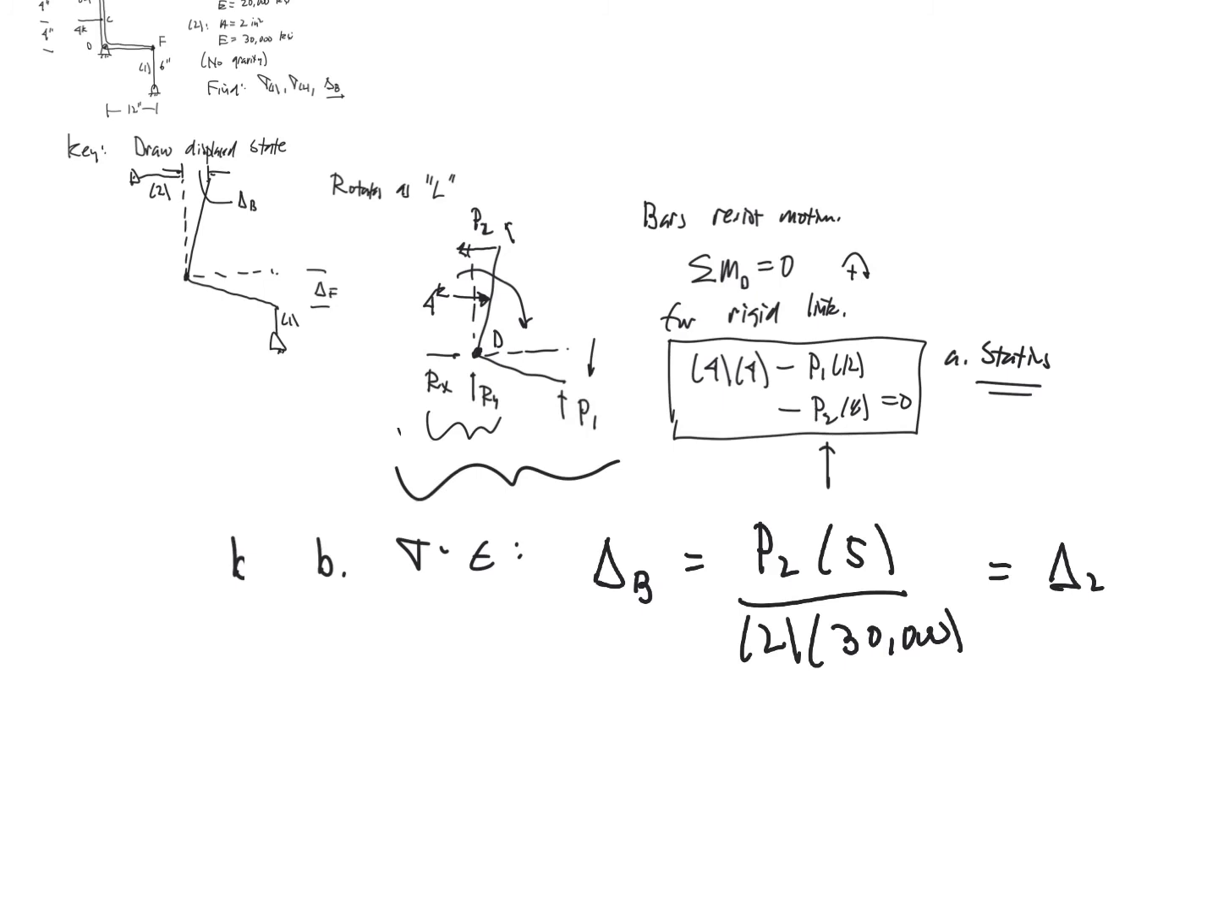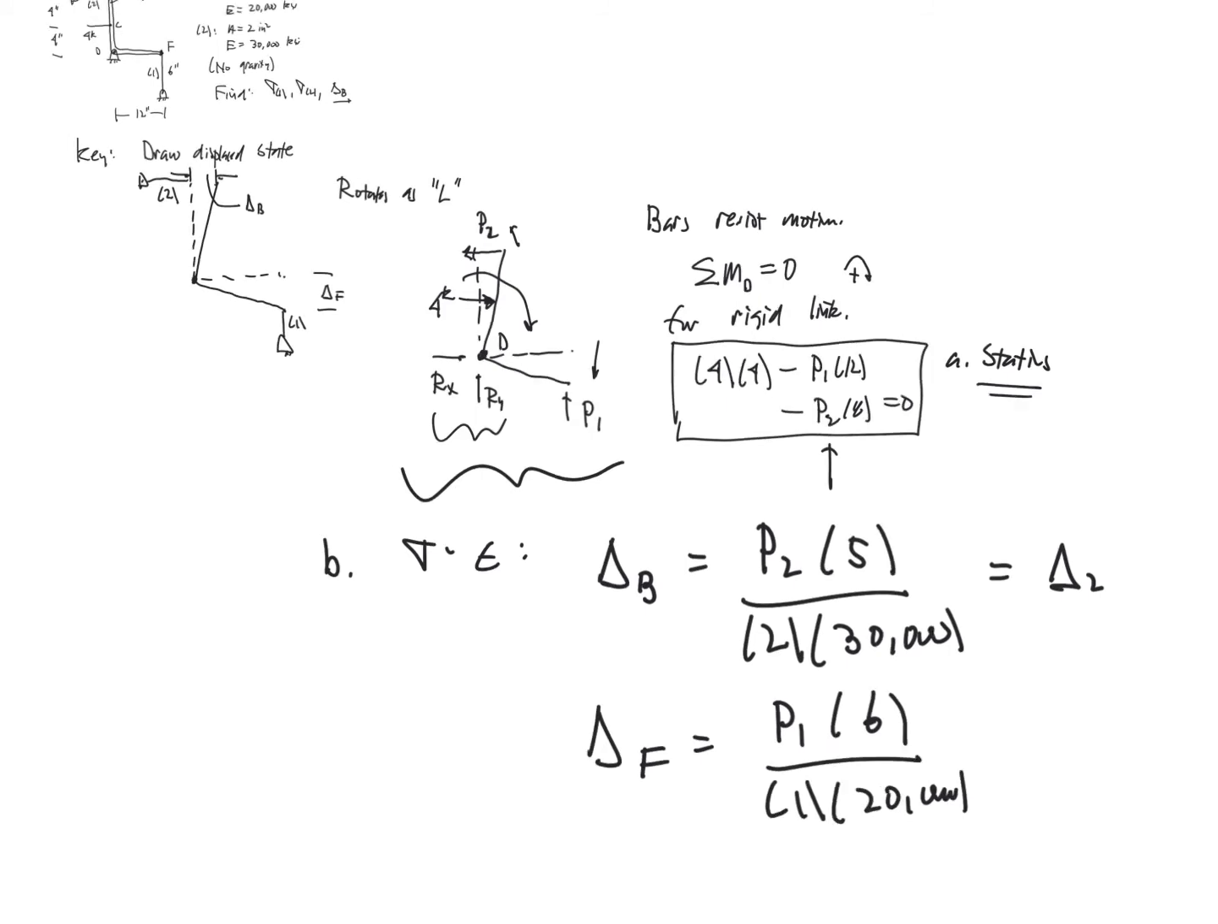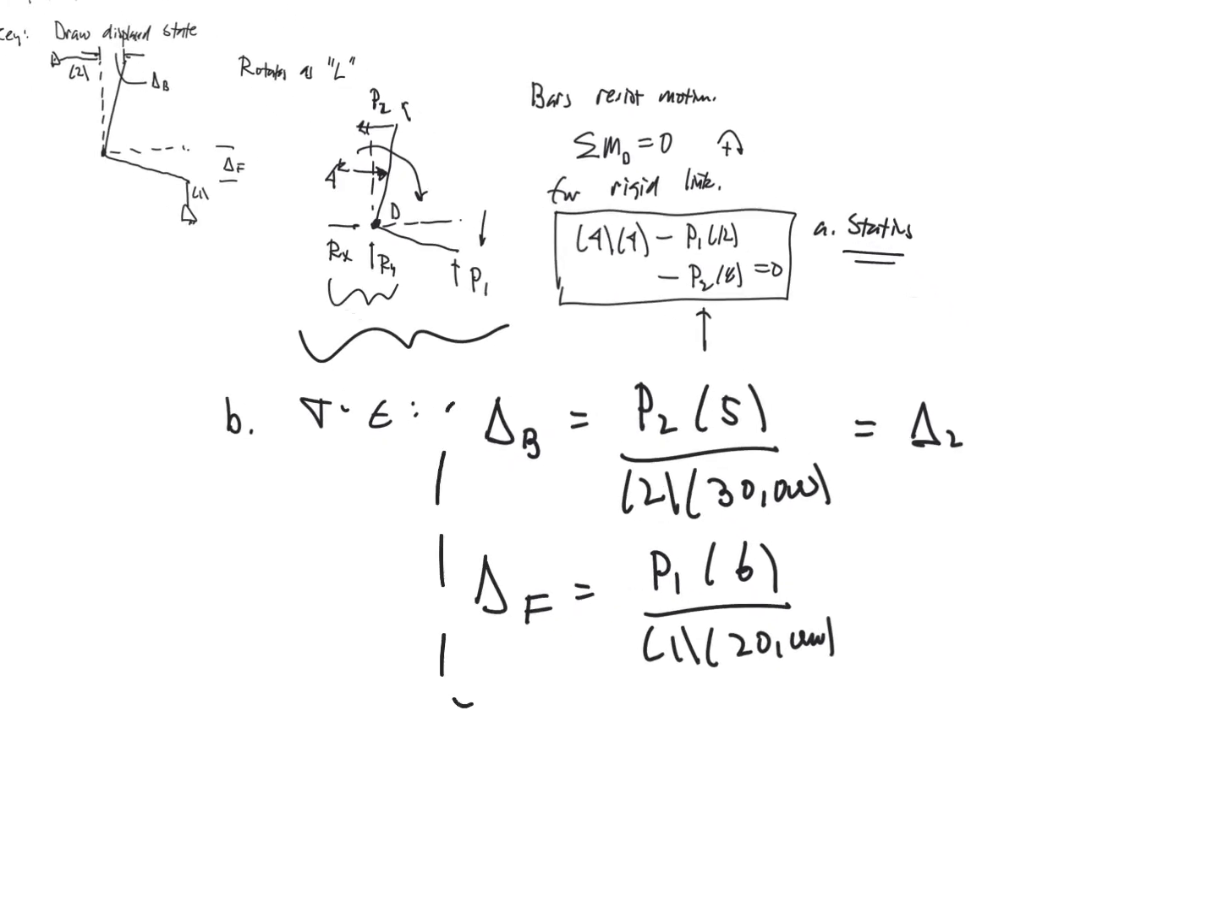They're the same thing. They mean the same thing. Then delta at F, that's the same idea. That's going to be P1 times its length, 6 inches, divided by its area, 1, times its modulus of elasticity, 20,000. So those now are the relationships between the displacement and the force.